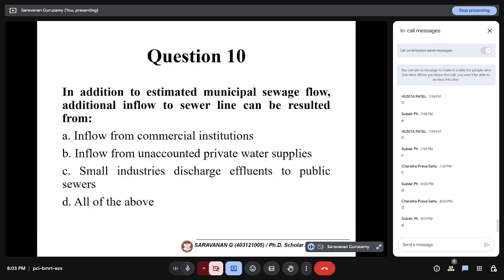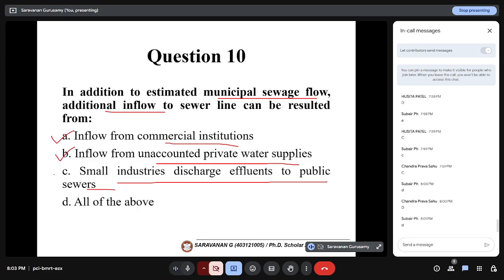In addition to the estimated municipal sewage flow, additional inflow to the sewer can result. There are 3 additional inflows. One is from the commercial institution, one is from the unaccounted private water supply, and one is from the small industry discharging effluent to the public sewers.